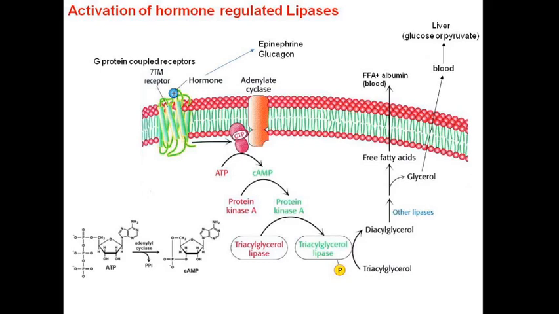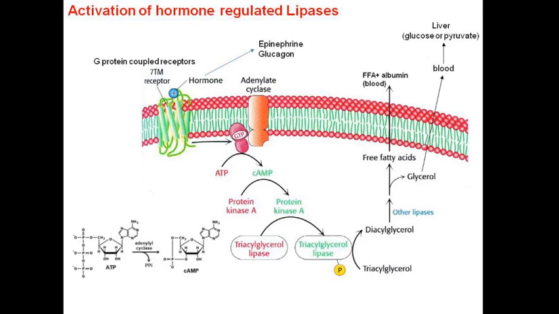One of the major targets of this protein kinase A is the lipase present in the cytosol of adipocytes. And what do these lipases do once they are activated? They will break triglyceride into free fatty acid and glycerol. So this protein kinase A will phosphorylate this triacylglycerol lipase and activate it by phosphorylation. And once they are activated, they will act on the triglycerides present in the cytosol of adipocytes, and break these triglycerides into glycerol and free fatty acids.